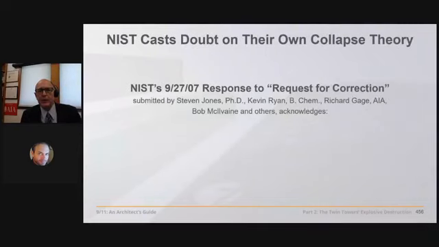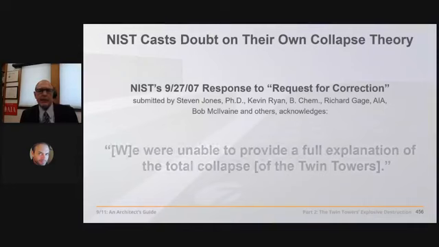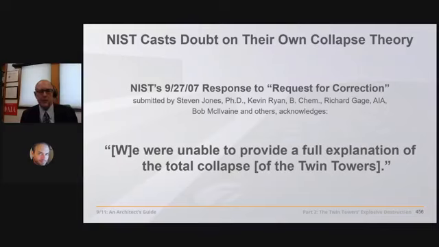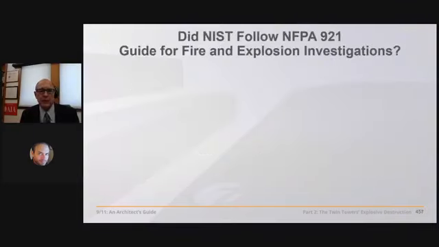We wrote to them and said, you have some problems with this. You can do requests for correction with agencies like this when they produce fraudulent reports like this. And they write back and say, "We were unable to provide a full explanation of the collapse of the Twin Towers." Yeah, they were unable to provide any analysis whatsoever.